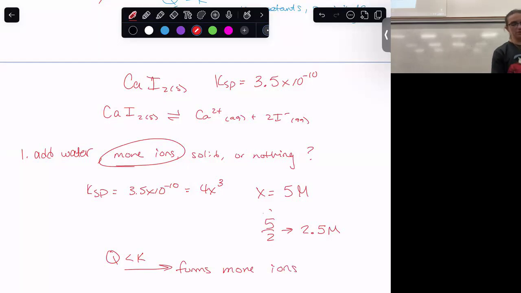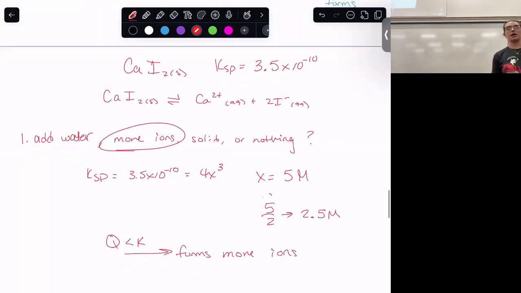If Q's values are going down, Q becomes less than K, so we have to form more ions in solution. So adding water dilutes your solution, dilutes the concentration, and therefore causes you to have more salt become soluble in solution to make up for the fact that ions were lost. Concentration was lost when you added more water to the solution. Does that make sense why that's happening there?